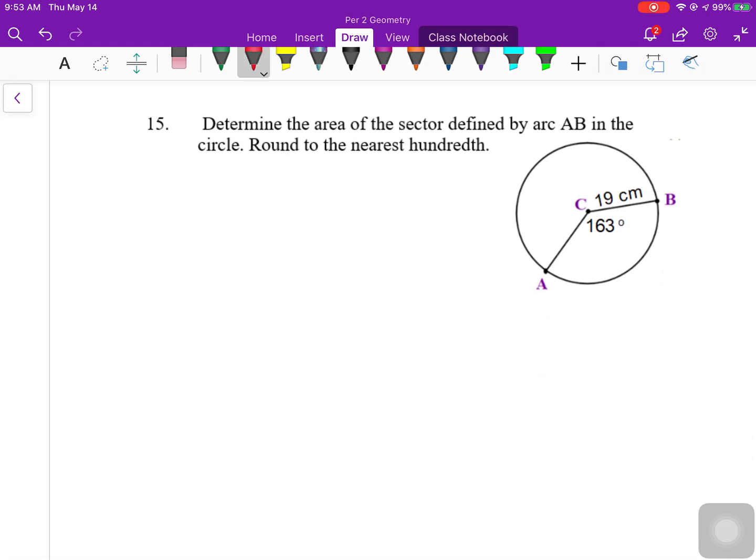Okay, we're nearly done with the review. Just 3 more problems. So let's move on to number 15. In number 15, they ask us for the area of the sector. For the area of the sector, we need the fraction of the circle, which we've already seen from the arc length formula, is 163 degrees over 360 degrees, times pi, and then times the radius squared. So it's the fraction of the circle, which is always the degrees of the sector, divided by 360, and then times pi times the radius squared.